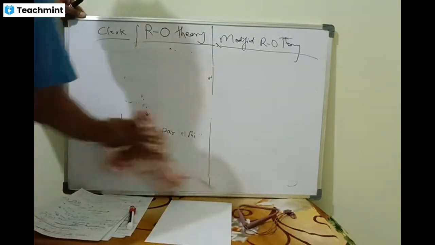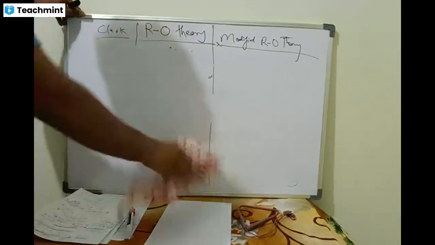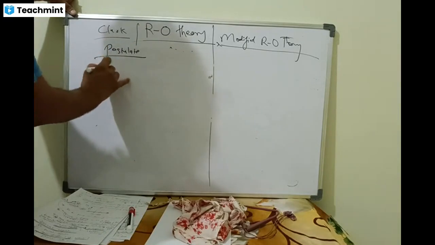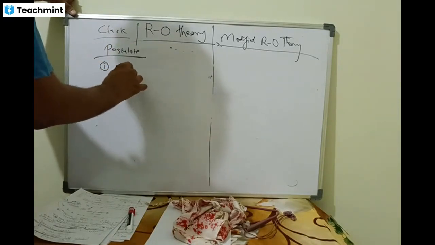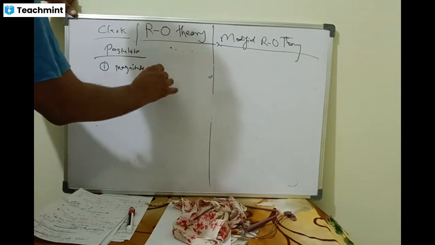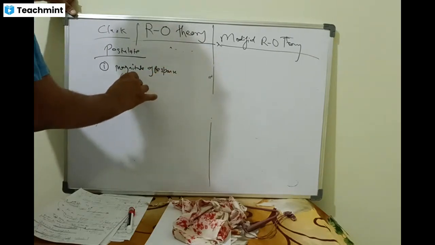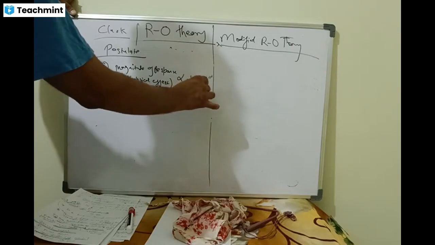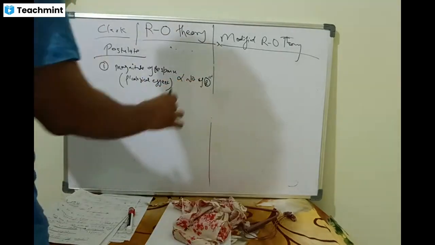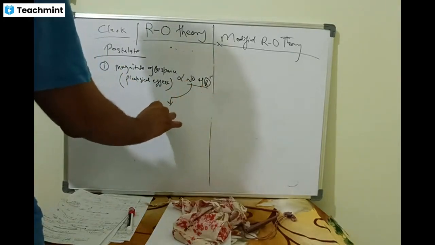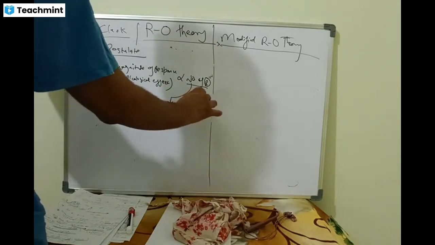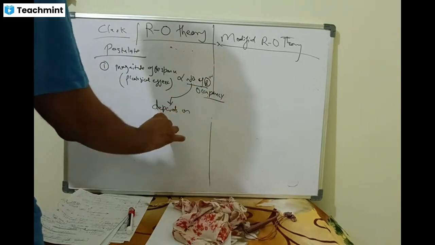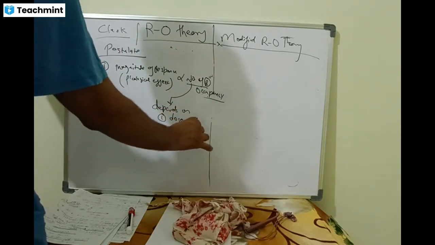So, according to this receptor occupancy theory, the postulate of this theory, number one: magnitude of response, which is also known as pharmacological effect, is directly proportional to the number of receptors occupied. And this receptor occupancy depends on the dose of the drug.